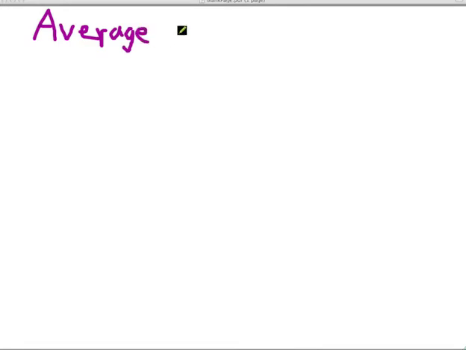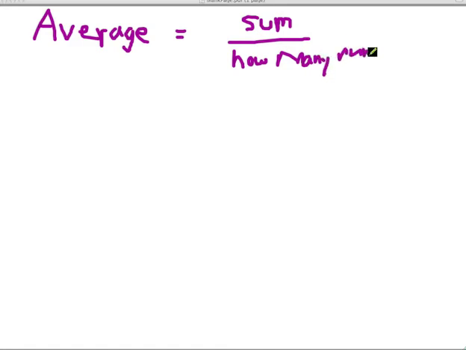All right, so the average is always going to address some sort of a group of things or a population of things, a bunch of numbers, right? So the average is the sum of all of the numbers, whatever you're looking at, divided by how many there are. How many numbers?